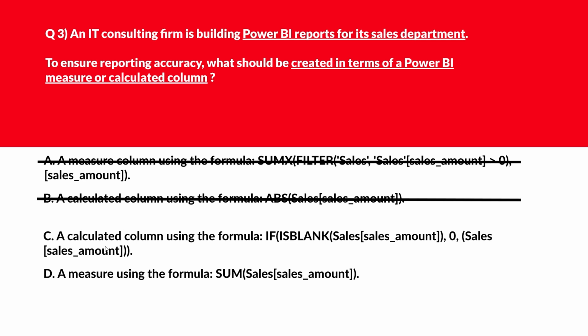Option C says a calculated column using the formula IF(ISBLANK(SalesAmount), 0, SalesAmount). ISBLANK replaces nulls with 0, ensuring consistent reporting for the sales department. Let's keep it. Option D, sum measures aggregate totals but don't address blank values in the dataset. We'll delete it. Option C is the right answer.